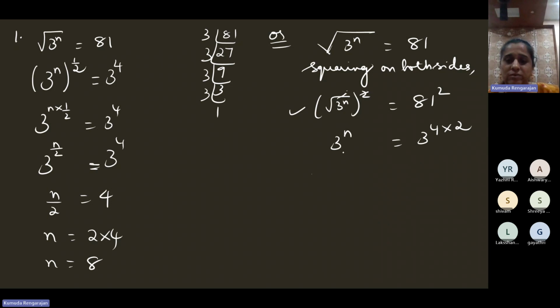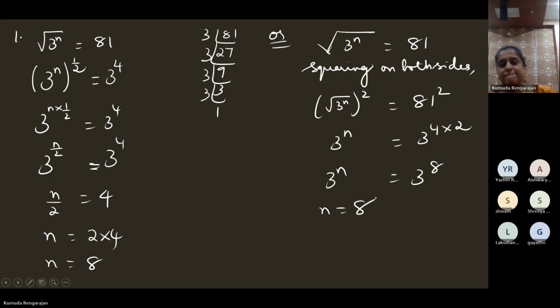Since on the left hand side you have the base 3, on the right hand side write 81 with base 3. So 3 to the power 4 is 81. But there's already a power 2, so multiply the powers, 4 into 2. So 3 to the power n is equal to 3 to the power 8. Bases are same on both the sides. So the value of n is 8.